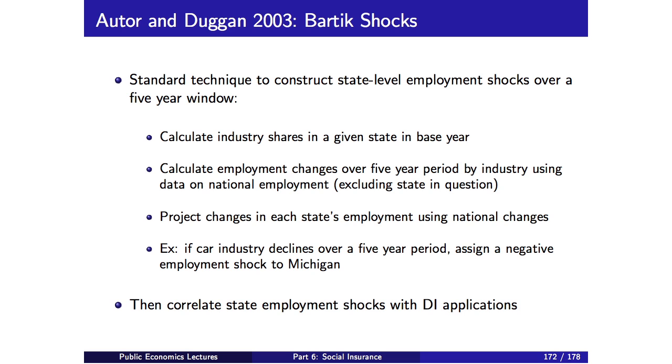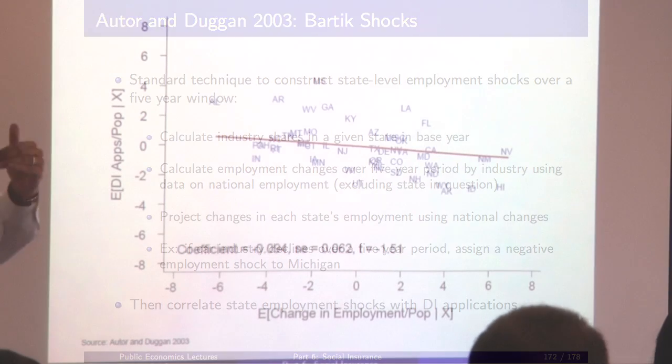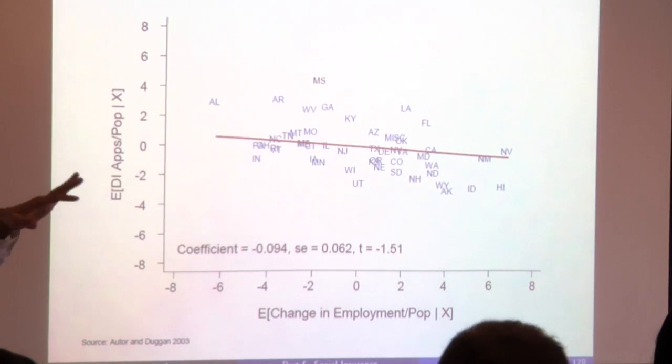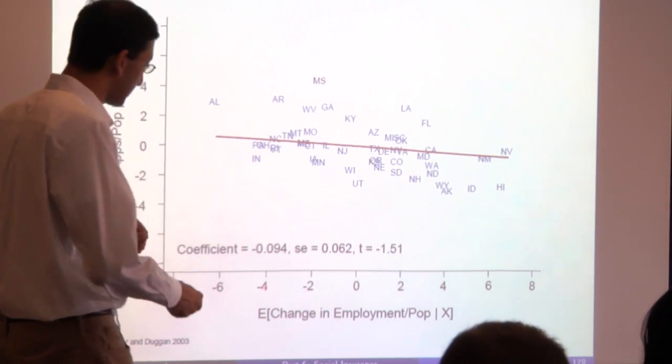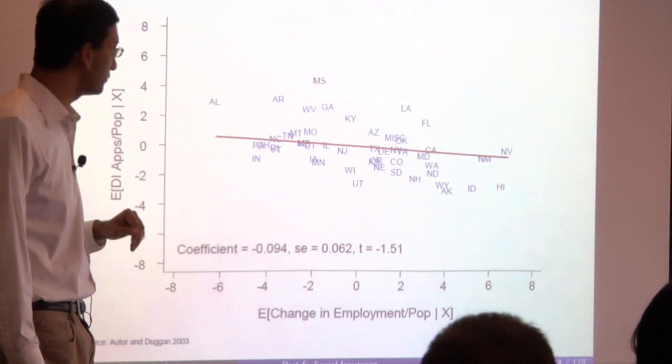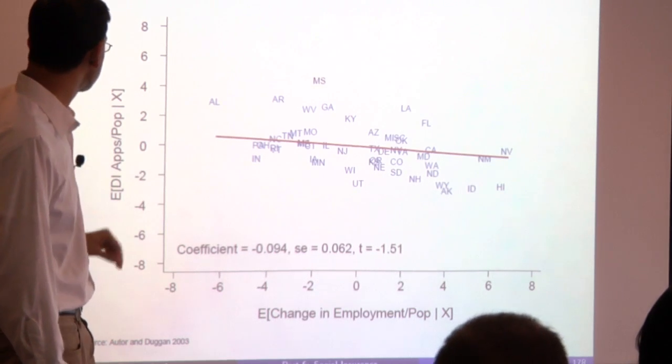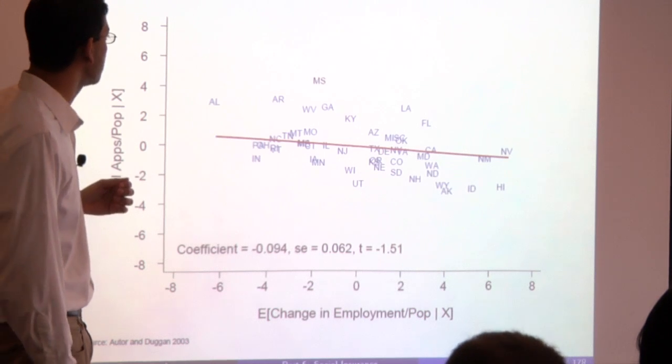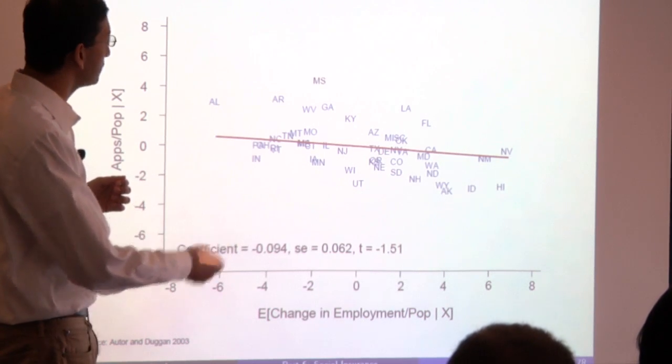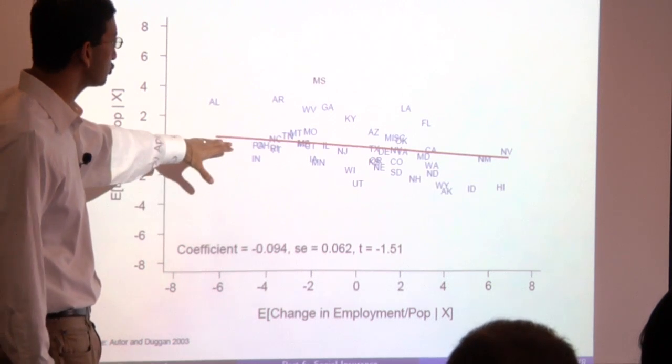And so now you've constructed the instrument, and the last thing they do is correlate these state employment shocks with DI applications. What the paper focuses on is doing that in separate periods, so they show you how this relationship changes over time. The x-axis is the instrument that I just described, and the y-axis is the number of DI applications per person. This is done from 1979 to 1984 in this chart here.